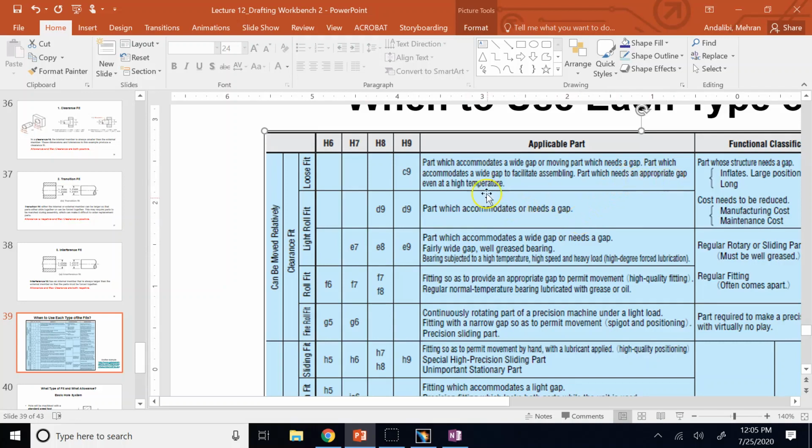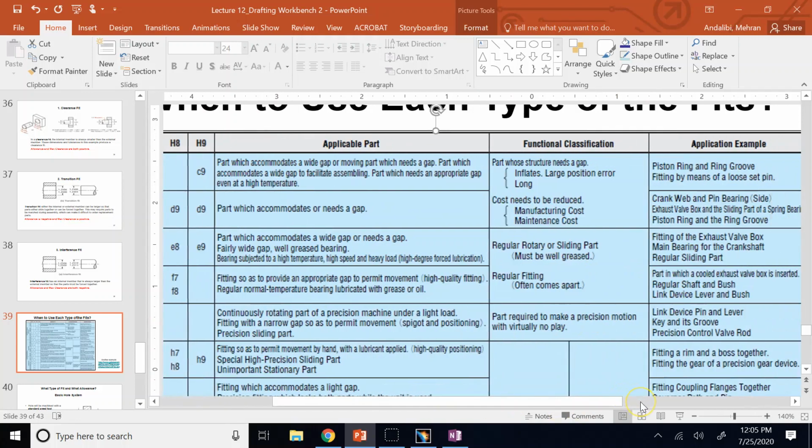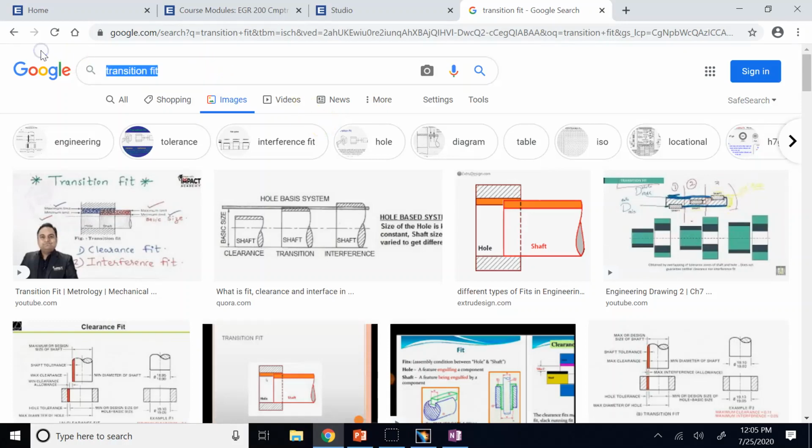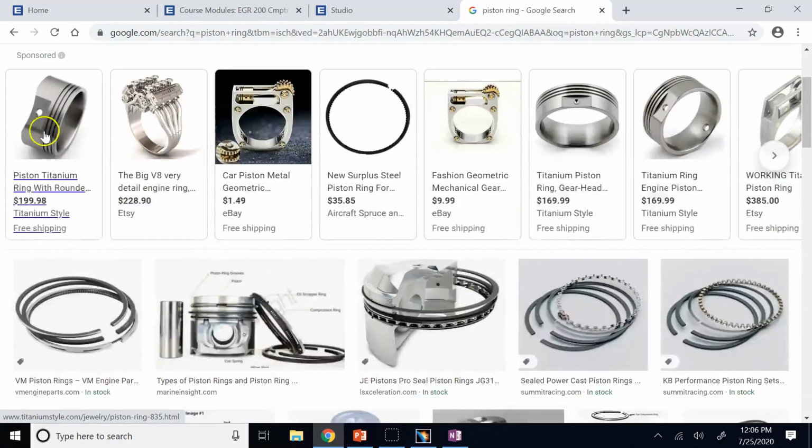Parts that need appropriate gap even at high temperature, continuously rotating parts of a precision machine under a light load. And you might say, okay, like what? And here you see the example. For example, piston ring and ring groove fitting by means of a loose fit. So when you put the piston ring on the piston, it is a loose fit. Okay, and what is a piston ring? Again, I don't know how much info you have about engines, but piston rings are the rings around the piston.